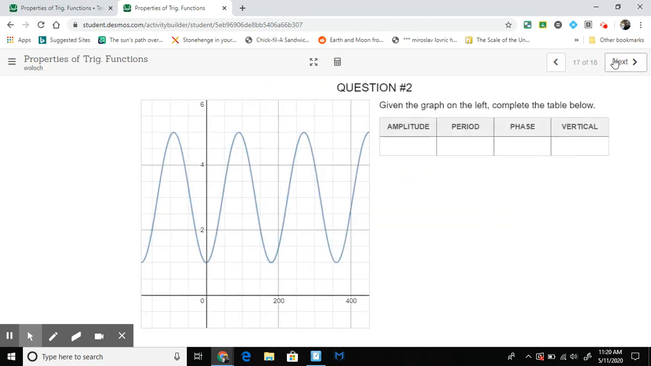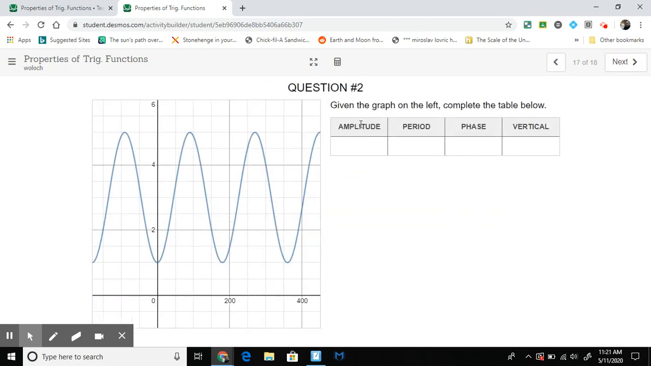So next one is: given the graph on the left, complete the table below. So we want to figure out the amplitude, period, phase shift, and vertical shift. Okay, so here, now this one, I don't think I gave you the ability to sketch on here, so I apologize. I meant for this one to be able to be sketched on, okay? So anyways, let's click on this one.